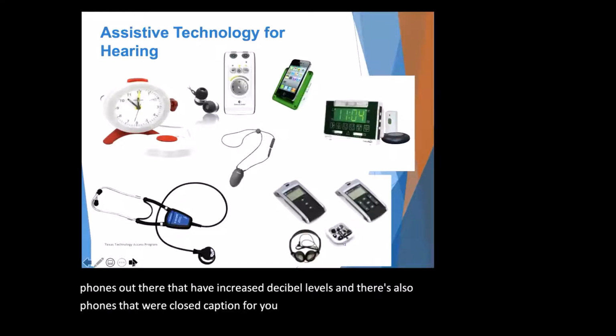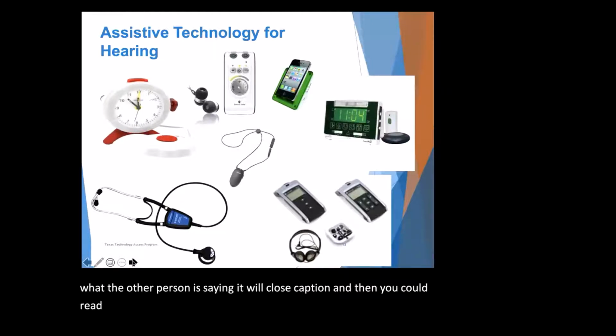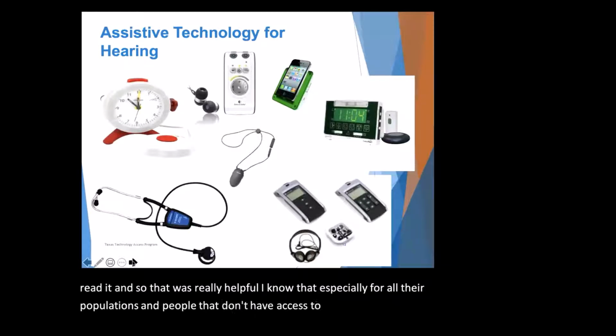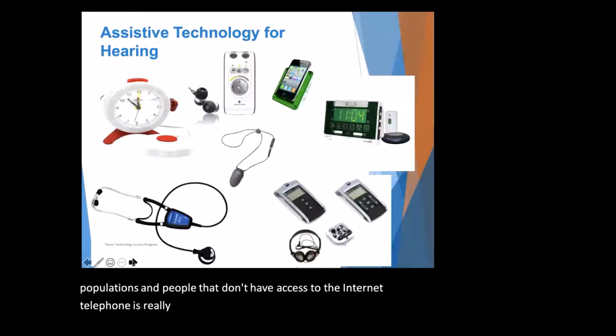So if you are wanting to hear what the other person's saying, it will close caption it and then you could read it. And so that was really helpful. I know that especially for older populations and people that don't have access to the internet, telephone is really essential. And so we need to be able to help them hear, communicate, and connect with others.